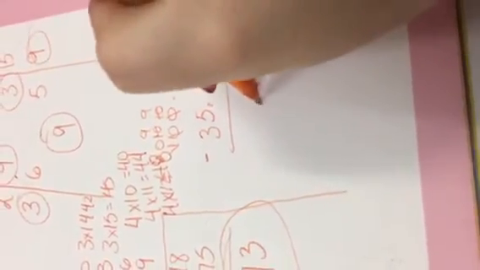So 10 minus 3 is 7. 9 minus 7 is 2. Bring down my decimal. 9 minus 5 is 4. 9 minus 3 is 6. So my change is going to be $64.27.